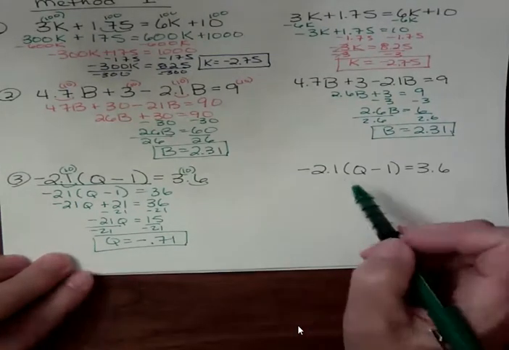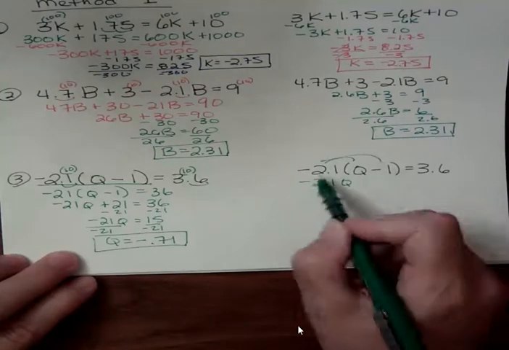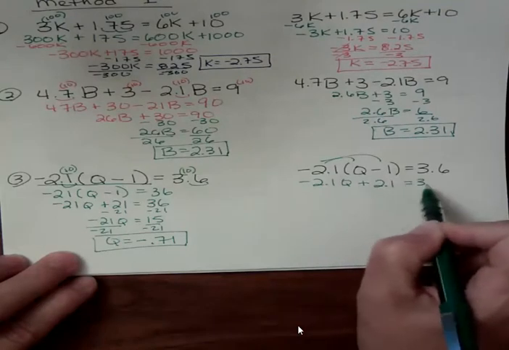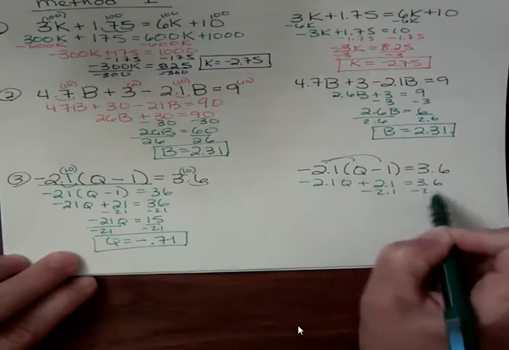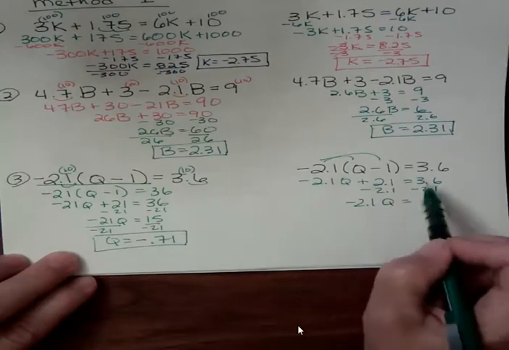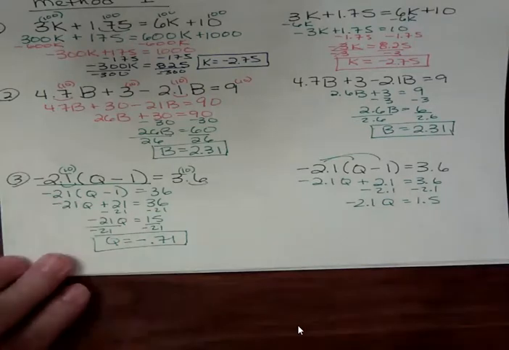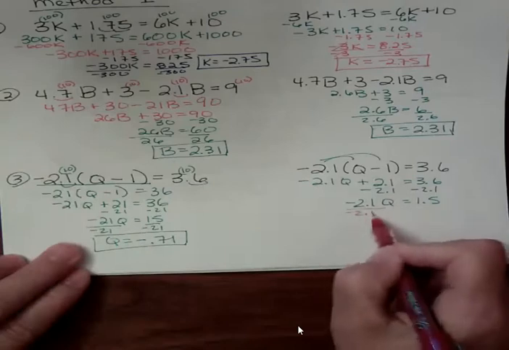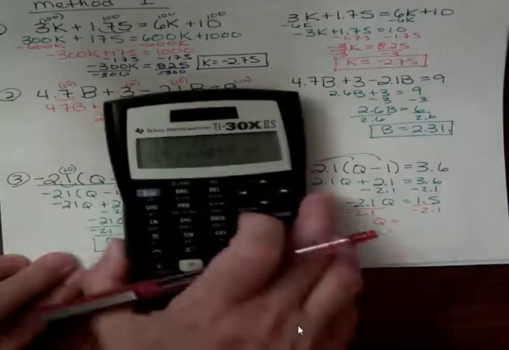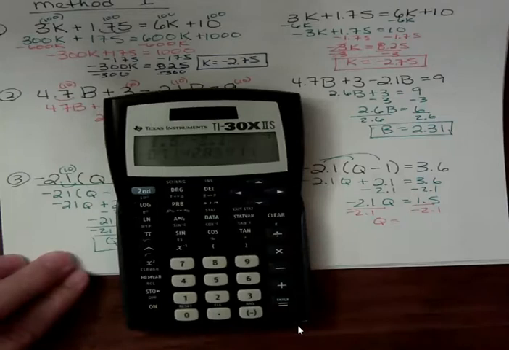If we didn't get rid of the decimals over here, we would distribute negative 2.1q, and negative times a negative is a positive 2.1, and then we would get rid of the constant term. Negative 2.1q equals positive 1.5, because we have more positives than negatives. And finally, we would get rid of the coefficient, which is negative 2.1. And if you divide 1.5 by negative 2.1, you're going to get the same thing that you got when you had the decimal points moved over.